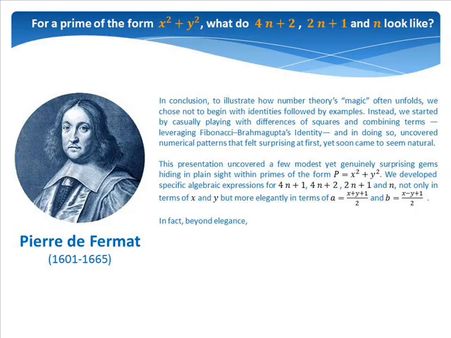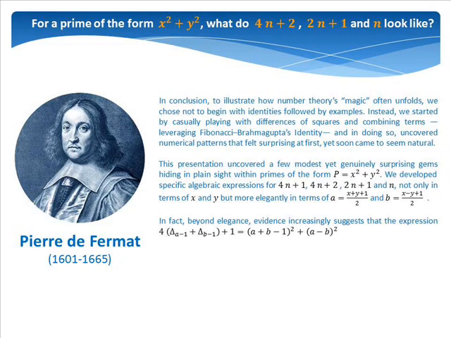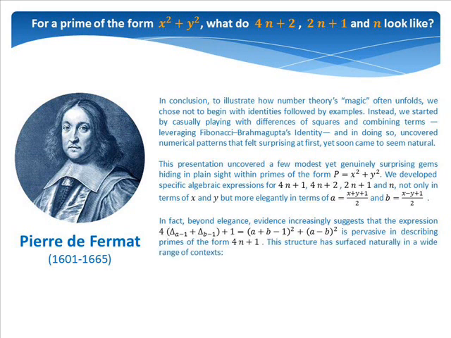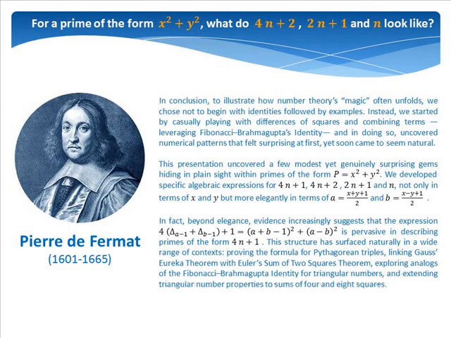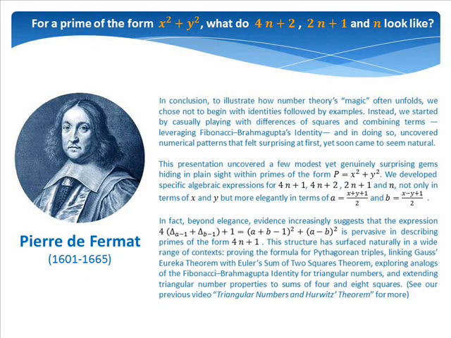In fact, beyond elegance, evidence increasingly suggests that this expression that connects sum of triangular numbers and sum of squares is pervasive in describing primes of the form 4n plus 1. This structure has surfaced naturally in a wide range of contexts, proving the formula for Pythagorean triples, linking the Gauss-Legendre theorem with Euler's sum of two squares theorem, as shown with this identity, exploring analogues of the Fibonacci-Brahmagupta identity for triangular numbers, and extending triangular number properties to sum of 4 and 8 squares. See our previous video, Triangular Numbers and Hurwitz's Theorem, for more.